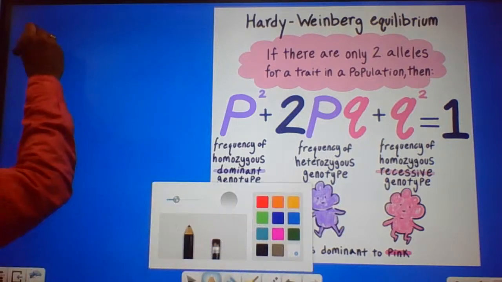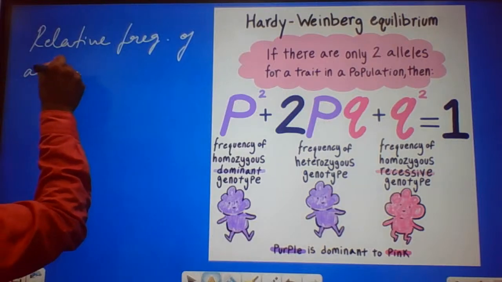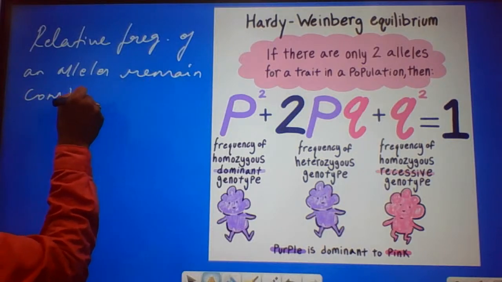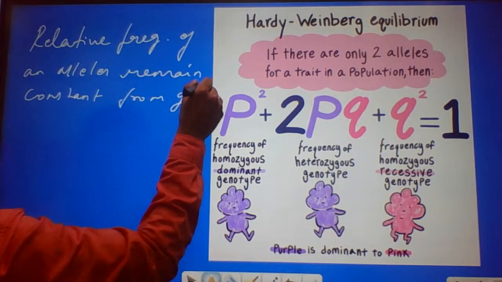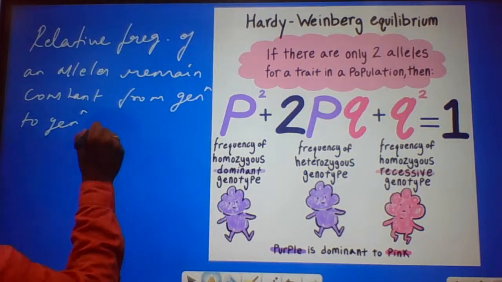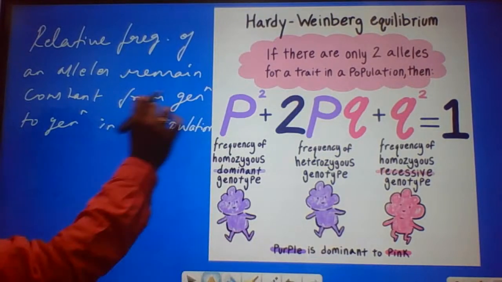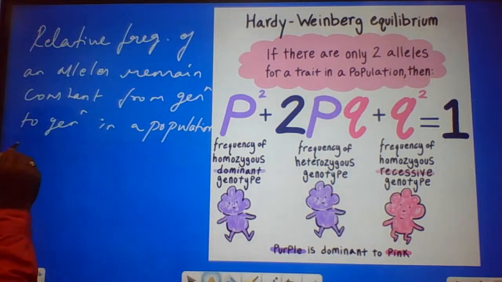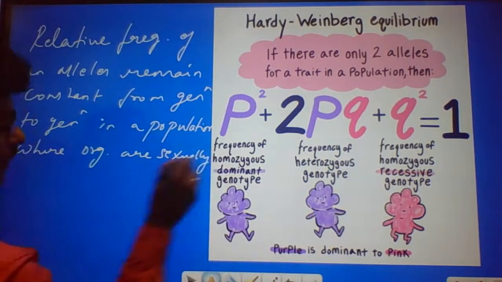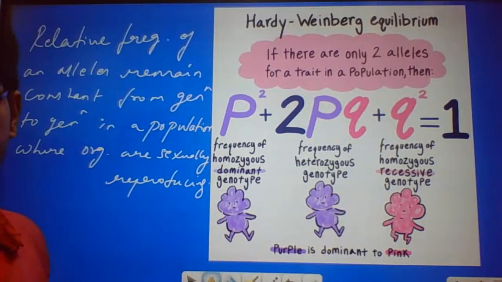Definition: the relative frequency of an allele remains constant from generation to generation in a population. This is the definition I'm just writing. Sometimes you get questions like finding the correct statement. From generation to generation in a population where organisms are sexually reproducing, this is the definition of the Hardy-Weinberg principle.